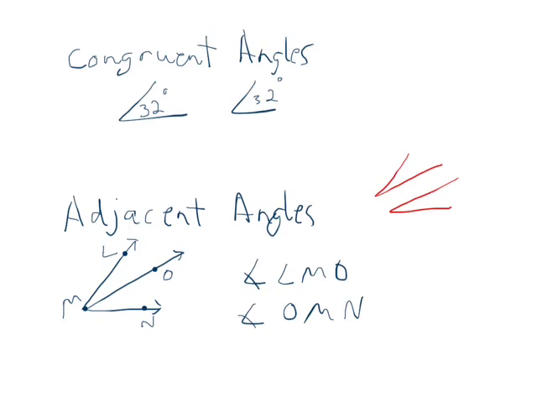The angles that you see here that I just drew in red, these would not be adjacent because they do not share a vertex and they do not share a side. Yes, they're close to each other, but they're not technically adjacent because they're not sharing the vertex and side.